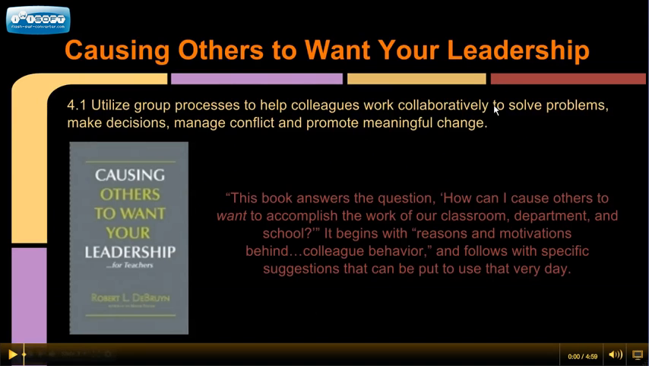The first resource that we found was related to section 4.1, and it is to utilize group processes to help colleagues work collaboratively to solve problems, make decisions, manage conflict, and promote meaningful change. And we found Causing Others to Want Your Leadership book for teachers, and it answers the question, how can I cause others to want to accomplish the work of our classroom, department, or school?